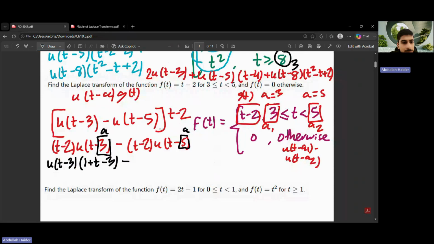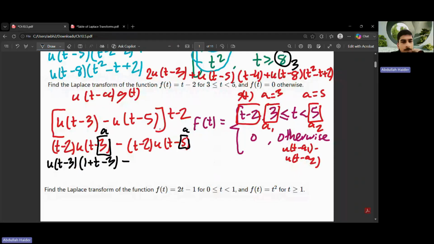Now don't be fooled by this. F(s) is the Laplace transform of f(t). So let me refresh this. We have gotten it in the form u(t minus a) f(t minus a). This is the form you always need to find the Laplace transform of a step function. Basically this was only to find the expression, but you need to use u(t minus a) f(t minus a) to find the Laplace transform.